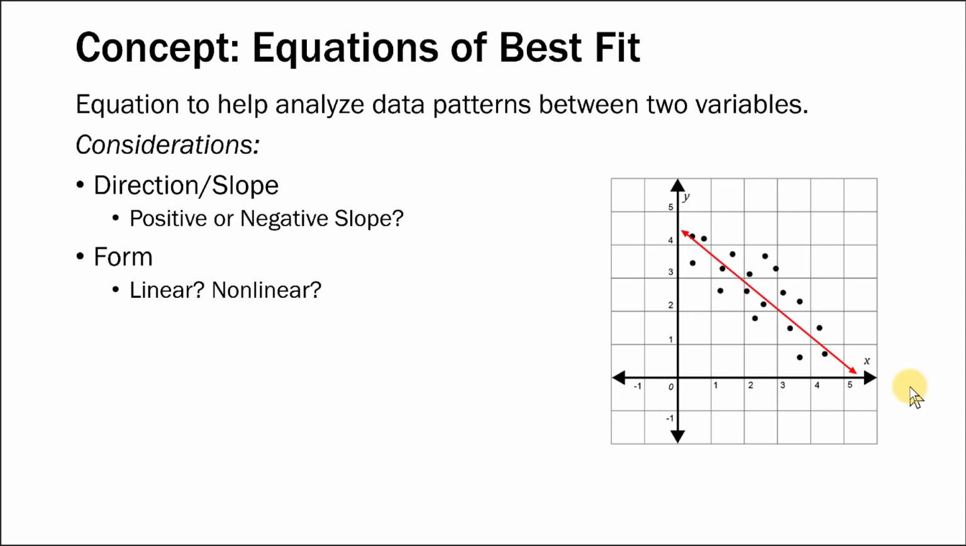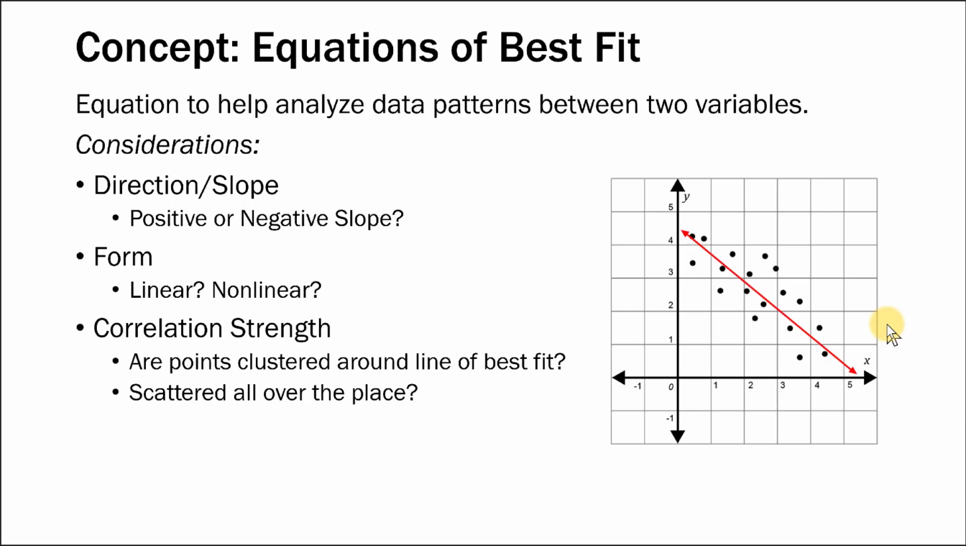And then we have form as well. Is it linear or nonlinear? This is clearly a linear equation of best fit, but you might have quadratic or you might have an exponential. It just depends on what your data set looks like as far as the form. And then our correlation strength: how close are all of our points to our equation or line of best fit? Are they really close to it, or are they scattered all over the place? Here they're pretty close. They can definitely be closer, but this would be a medium strength correlation.